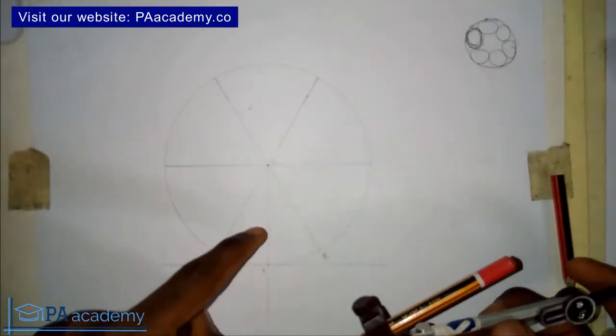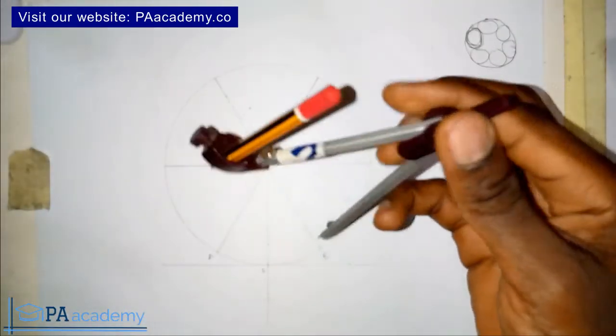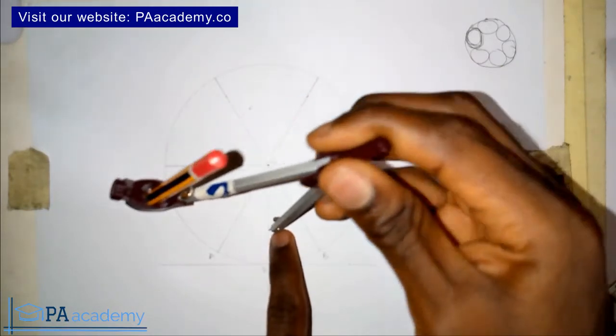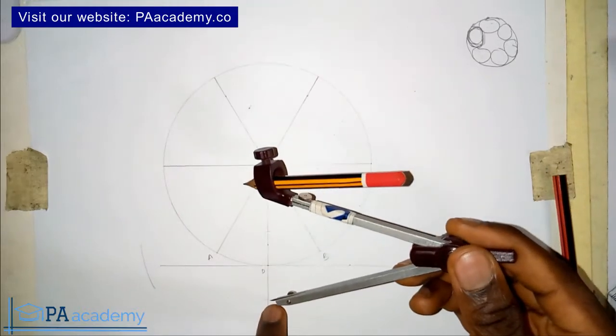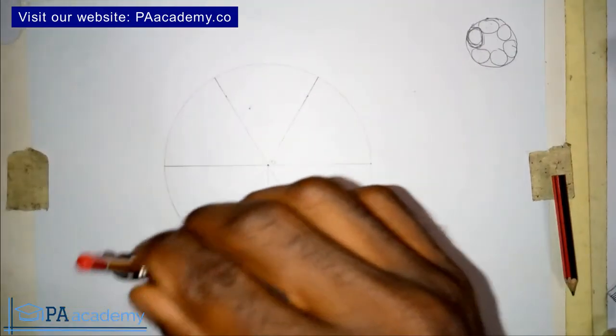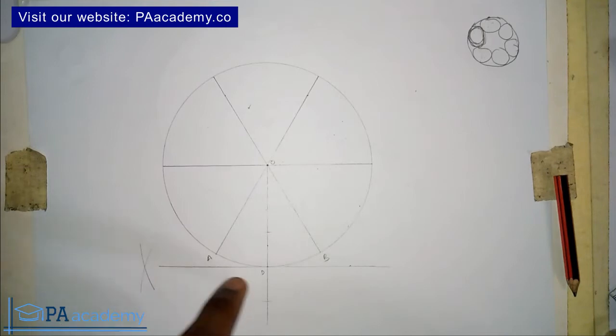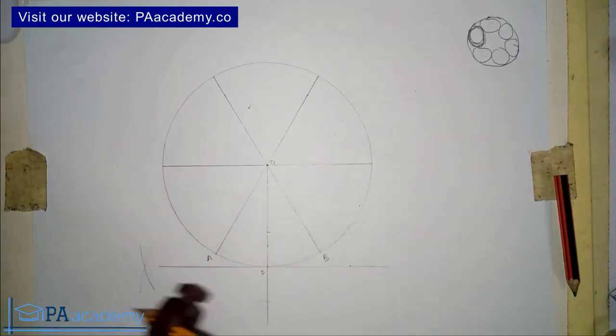Where this arc is touching line OD, you adjust your compass a bit. From that point, you draw an arc with the same length. You come to the second arc, you draw an arc. So their point of intersection, you join it to point D. So that's another way to go about it. I just decided to share that with you also.